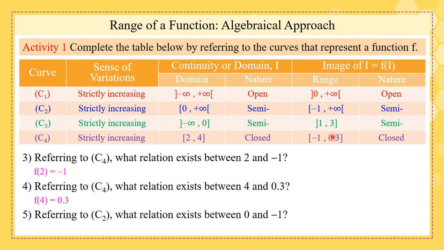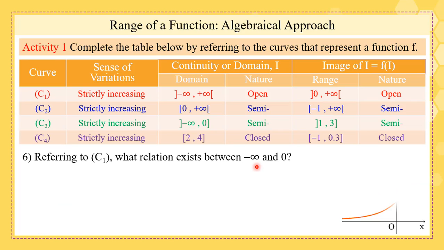We are referring to curve 2. What relation exists between 0 and -1? This is 0 and this is -1. We can also say that f of 0 is -1. So pay attention please. If we have a strictly increasing function, a continuous function, and in case the interval is closed, to find this answer we can simply apply an f here.